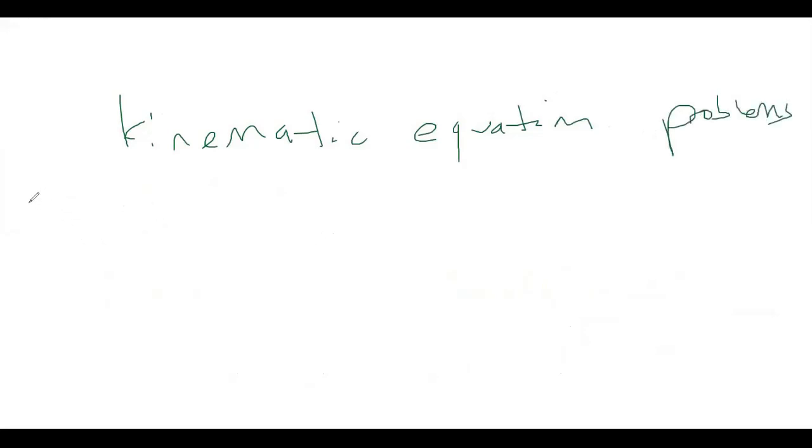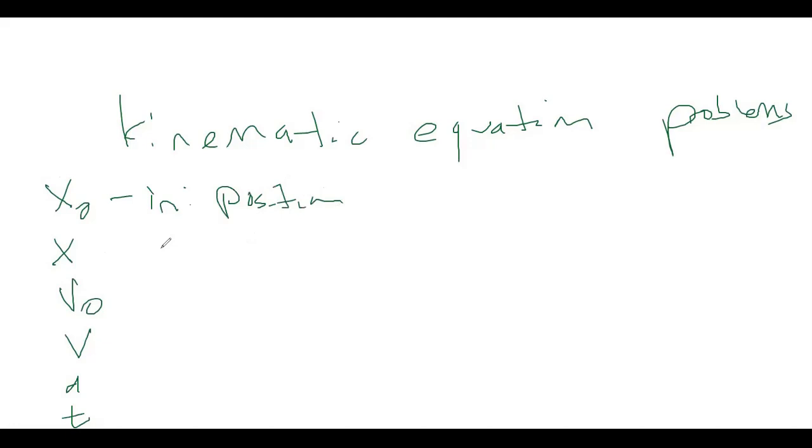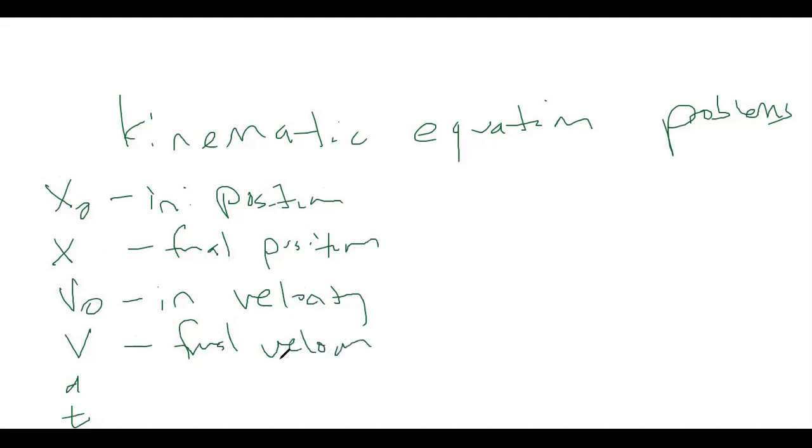Right, and the kinematic equations have 6 variables: x naught, x, v naught, v, a, and t. This is initial position. This is final position. I'm just reviewing real quick here. This is initial velocity, final velocity, acceleration, and time interval. So those are the variables that we use to solve these problems. And they have 4 equations that we will use to solve every one of these problems.